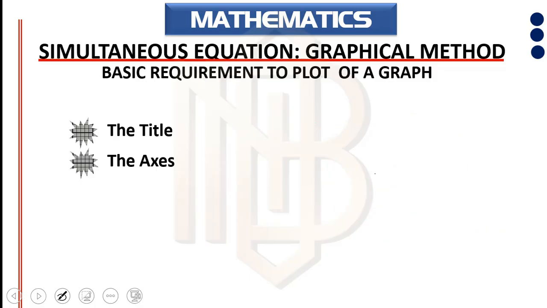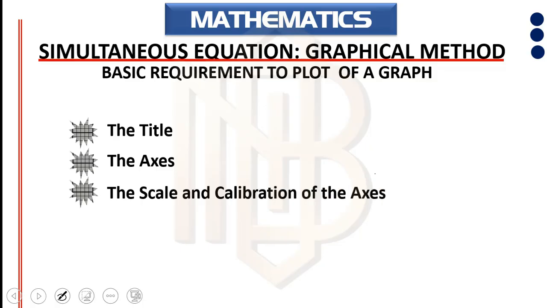Okay? Alright, so the next one is, after having your axis, you must have a scale for your axis. The scaling of your axis is what determines the numbering of such axis. And the numbering is what we refer to when we're talking about the calibration of the axis. So the scale and calibration, the scale determines how you calibrate it.